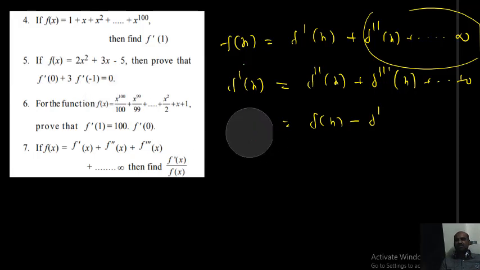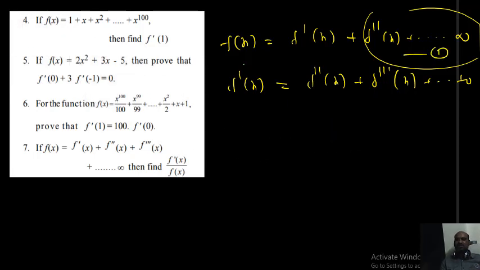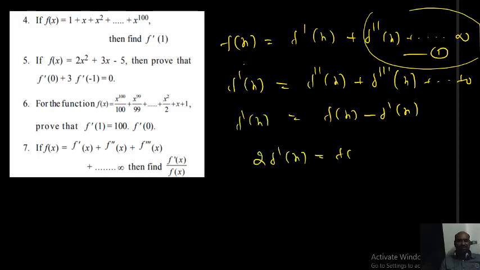One minute, students. One second, listen. Yeah, okay. So this is result number 1 actually. So instead of this, circle 1, I can write f(x) minus f'(x). Same, no, this one. So instead of that I can write f(x) minus f'(x). This is nothing but f'(x). So 2 times f'(x) equals f(x), or f'(x) by f(x) equals 1 by 2.